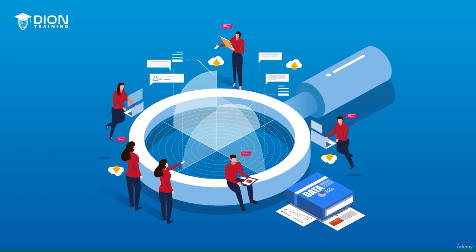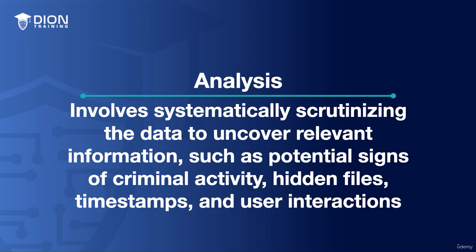The third phase is the analysis phase. Once we have confirmed a forensically sound copy of the evidence is available, our forensic analysts can employ repeatable methods and tools for the examination of the evidence. This rigorous process involves systematically scrutinizing the data to uncover relevant information, such as potential signs of criminal activity, hidden files, timestamps, and user interactions.